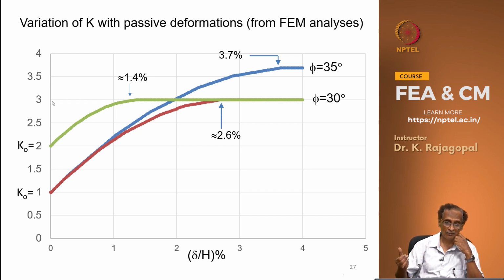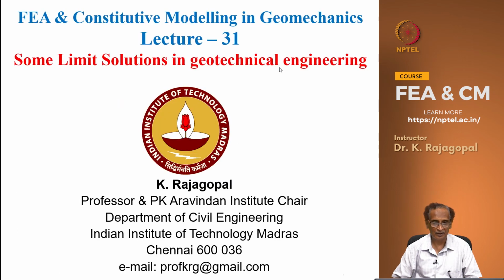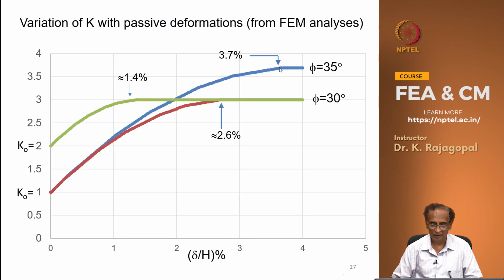It will remain at a K naught of 3, and this is for 35 degrees. With a K naught of 1, we require about 3.7% wall deformation. Okay. So these are some limit solutions that we can easily derive based on our finite element analysis.